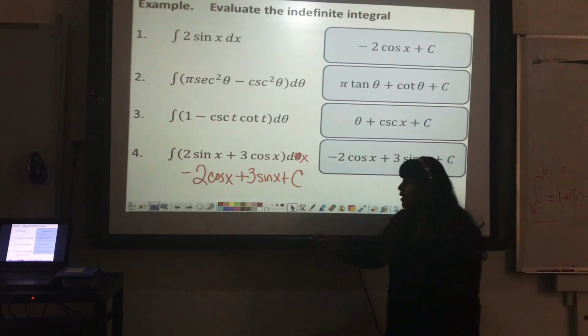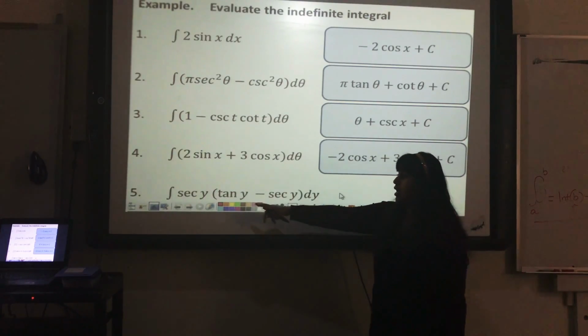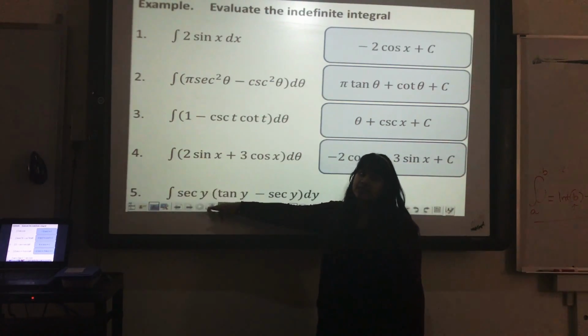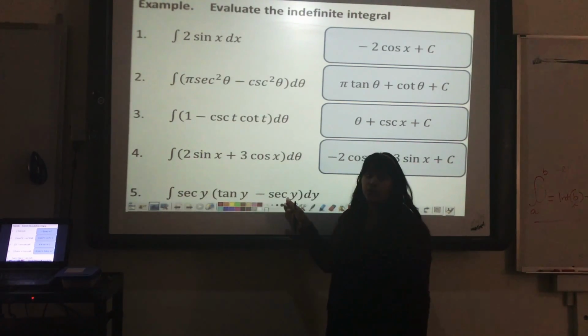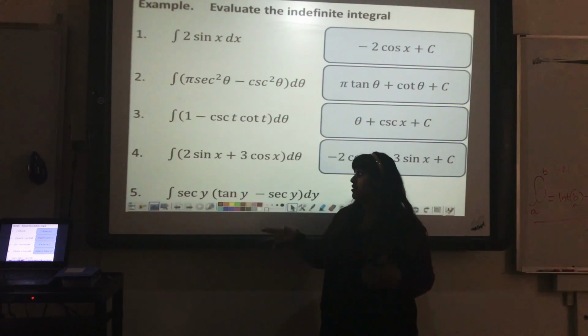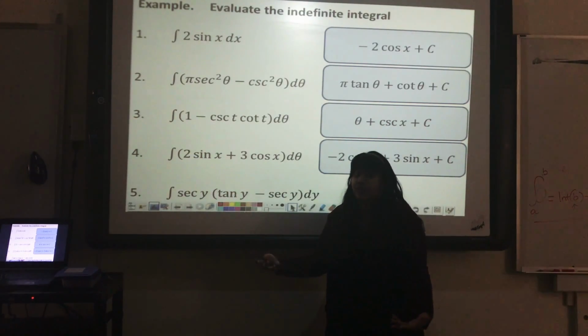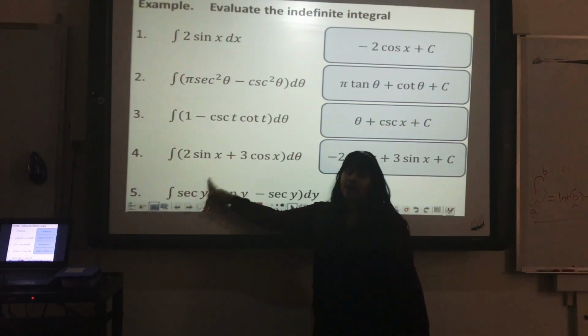plus c. And our final problem, didn't really give myself much room for it, but it's the integral of secant y times the quantity tan y minus secant y. Well, the way it is right now, I can't integrate this. We haven't learned anything that teaches me what to do with this multiplication. So what I'm going to do is a little bit of algebra. We're going to distribute our secant y throughout.